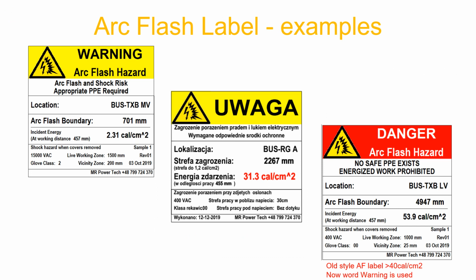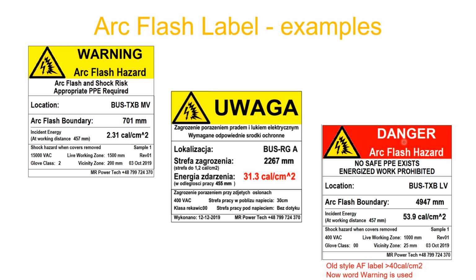At the end we have to label all installations, so whatever the country is, it has to be in the local language. If I'm in France, Germany, Turkey or wherever, we use the local language to make the labels. There are some requirements for labels mentioned in NFPA about what has to be there, but in practice there is one thing I can mention here. There used to be the word "danger" and "no safe PPE exists". That's what was used for labels above 40 calories, and that's the more historical way. It was changed, I think, two revisions ago.